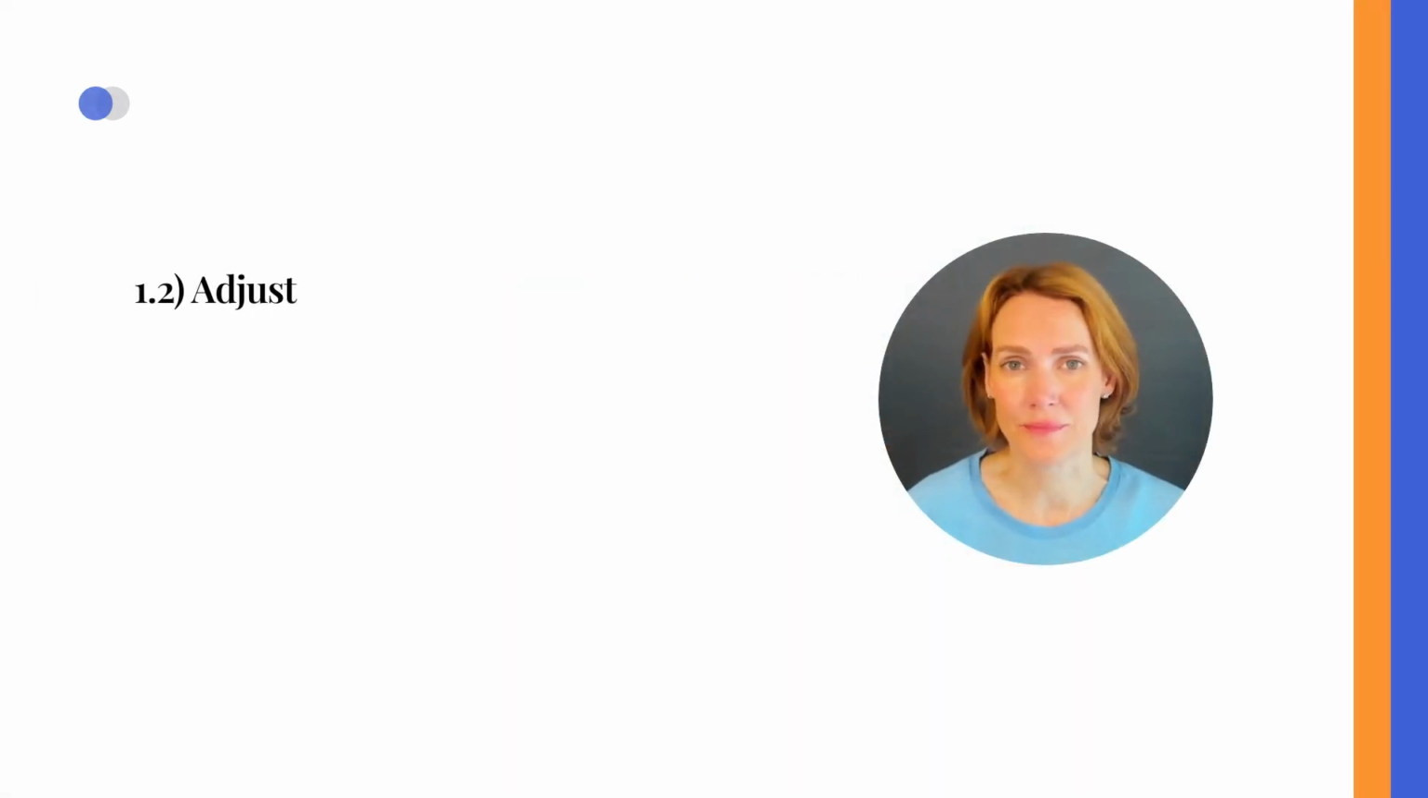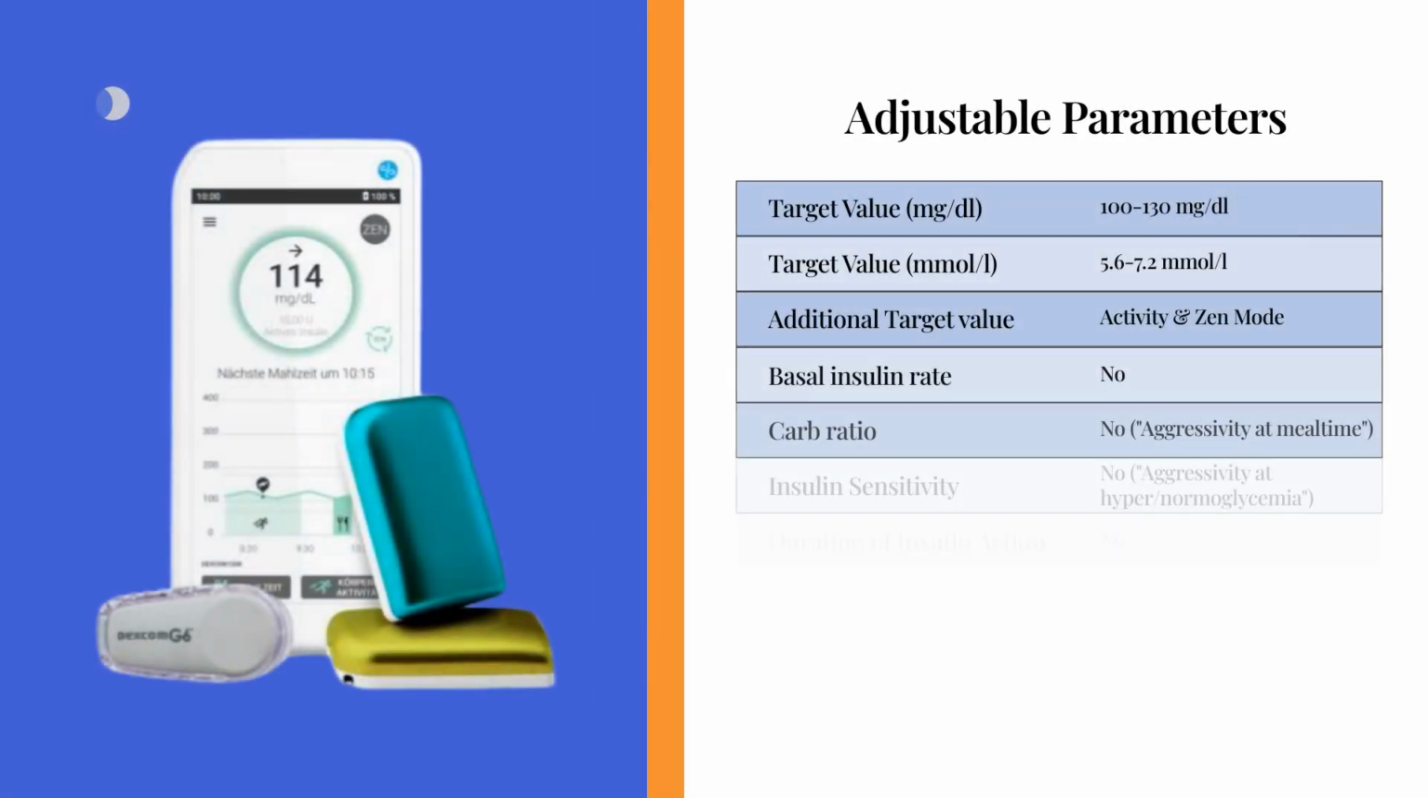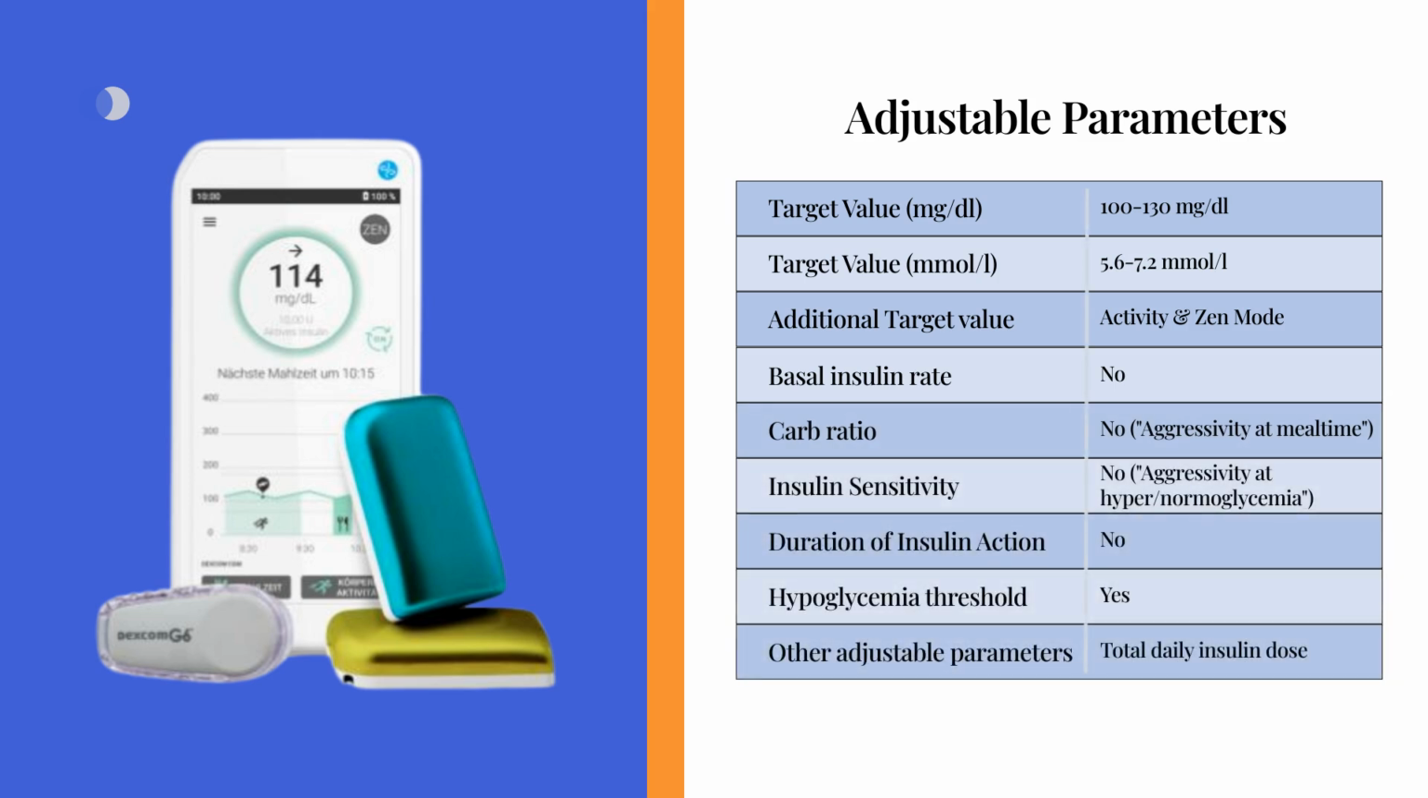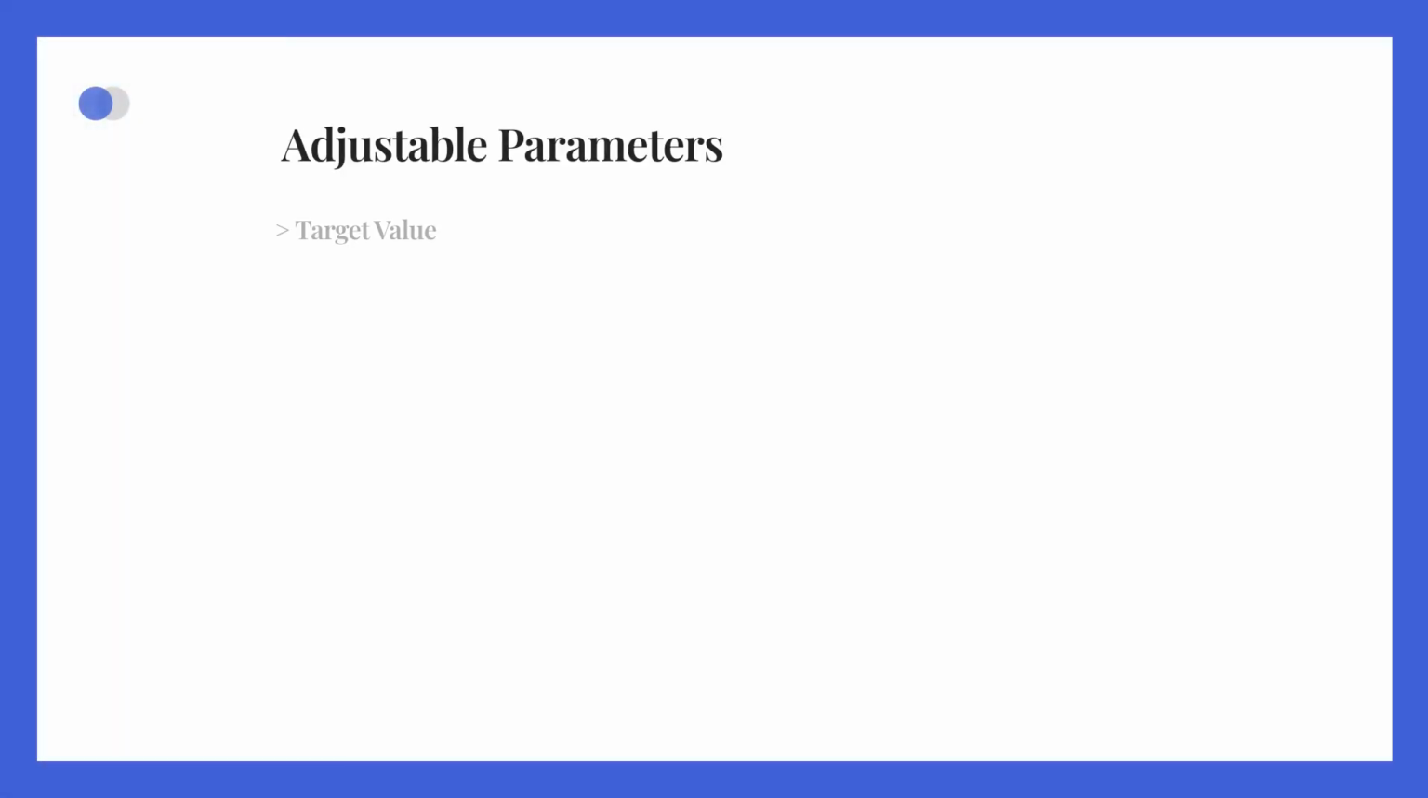1.2. Adjust. With the DBLG1 algorithm, you have the ability to adjust various parameters to personalize your insulin delivery. Here are the parameters you can modify. The target glucose level. The default value is set at 110 milligrams per deciliter or 6.1 millimoles per liter, but you can adjust it between 100 and 130 milligrams per deciliter or 5.6 and 7.2 millimoles per liter.